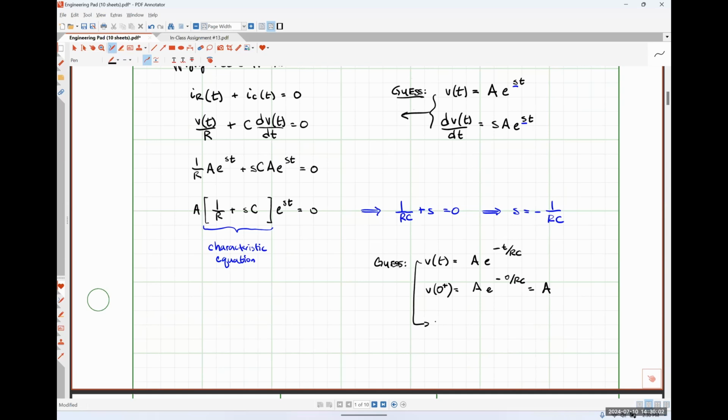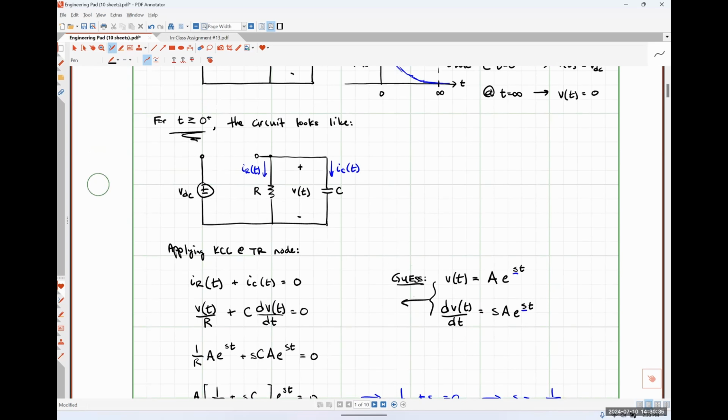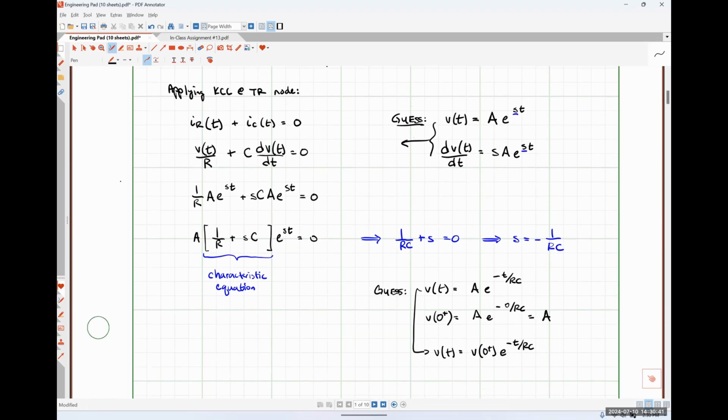And so that finalizes our voltage waveform to be v at 0 plus times e to the negative t divided by RC. So this is what the voltage drop across our capacitor is doing as a function of time for t greater than 0 plus. Notice up here, all of this derivation was for what's going on for t greater than or equal to 0 plus.